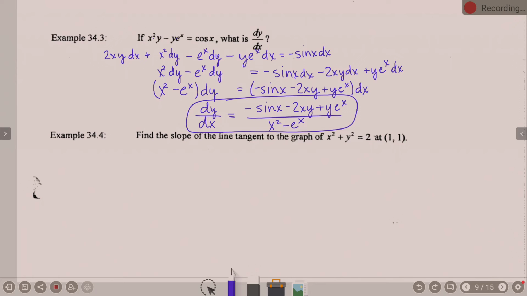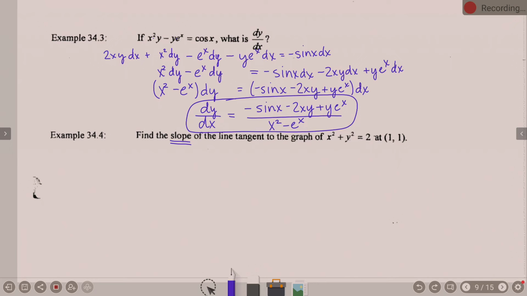Find the slope. Okay, so rewrite: find the derivative to find the slope of the line tangent to the graph of x squared plus y squared equals 2 at the point 1, 1. Based on the fact this is x squared plus y squared, it's not solved explicitly to where it's y equals, we're going to use our implicit differentiation for the day.